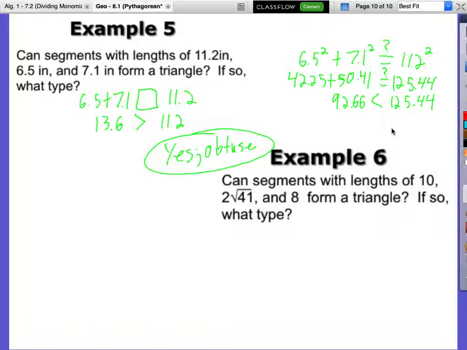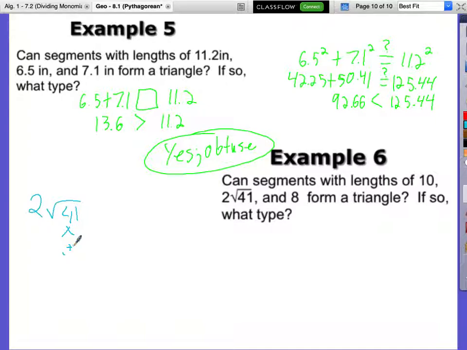Take the square root of... Because you still have to figure out if it's a triangle first. We don't know if it's a triangle. Oh, I was doing plus. That's what I was thinking.